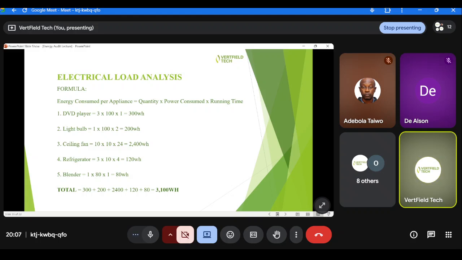running time. And the way you are expected to apply that formula is you get the energy consumed by each of these appliances. That is to say, get the energy consumed by the DVD player, the light bulb, the ceiling fan, the refrigerator, the blender, and then you sum it up. That is to say, you add everything up all together to give you the total energy consumption, and that becomes the energy need of the facility.